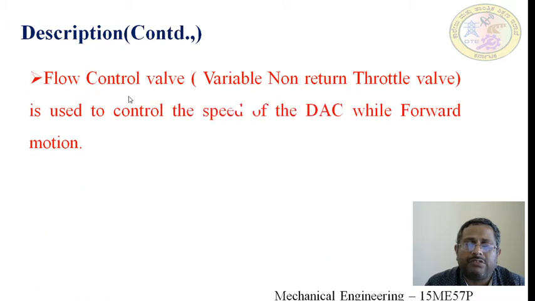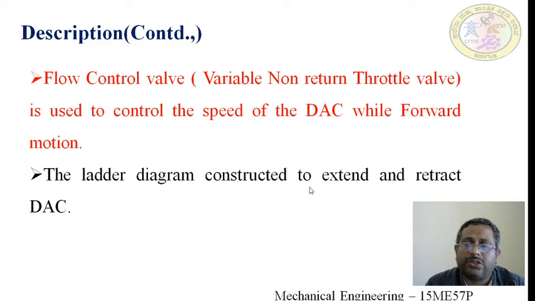And here we require a flow control valve, that is a variable non-return throttle valve, used to control the speed of the DAC during forward motion. Here I am controlling the speed during the forward motion. And the ladder diagram is constructed to extend and retract the DAC. In the previous experiment, we constructed a ladder diagram to extend the motion of the SAC, and retraction took place due to spring action. But here, both extension and retraction are controlled by a ladder diagram by operating the two switches, that is S1 and S2, through the solenoid valve, that is O1 and O2.